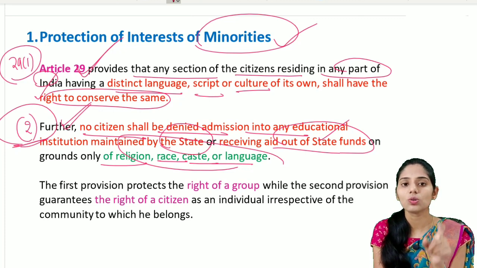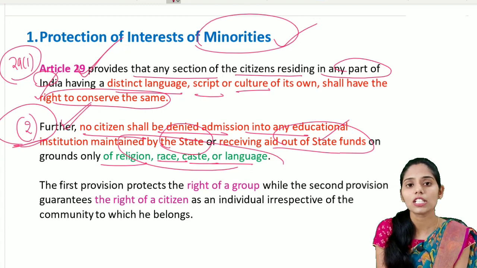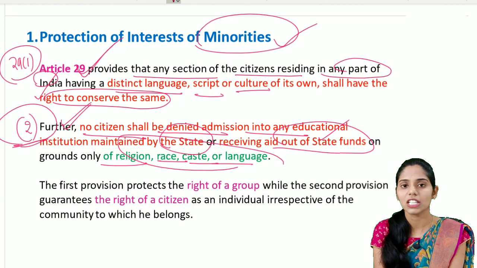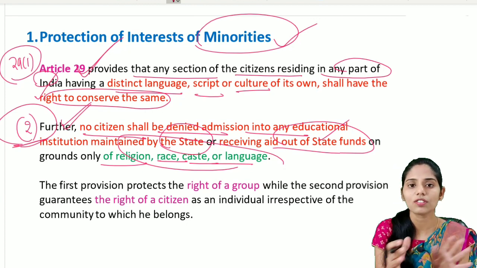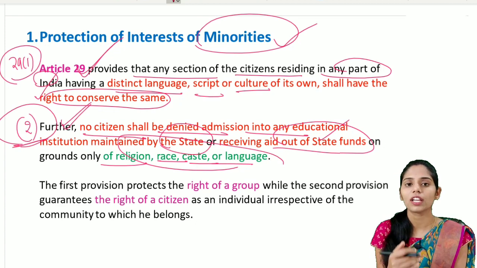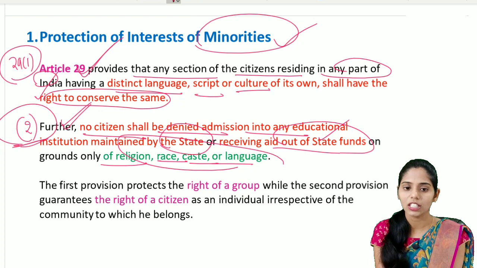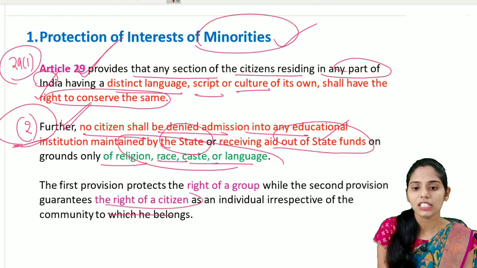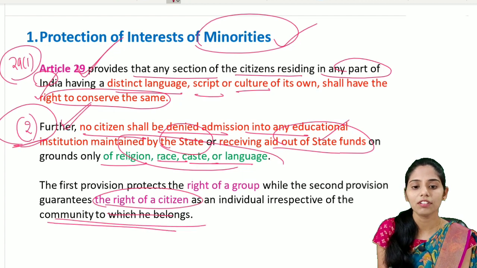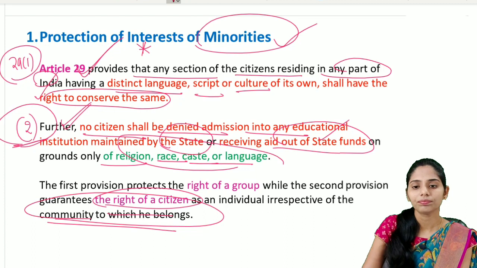And the second one is that no citizen shall be denied admission into any educational institution maintained by the state or aided from state funds only on the grounds of religion, race, caste or language. The first provision is the right of a group of people, and the second provision is the right of the citizen as an individual, irrespective of any community he or she belongs to. So this is the important thing, okay.